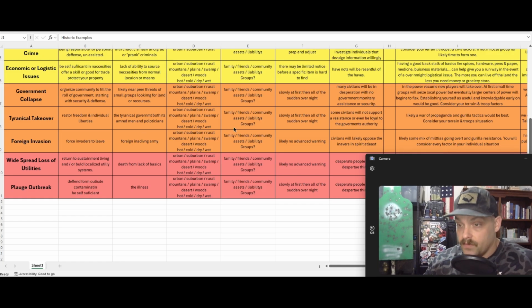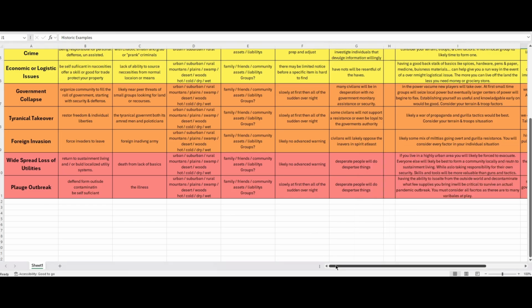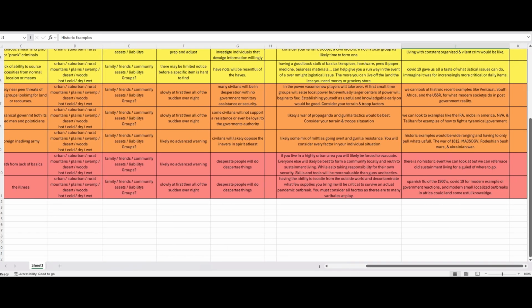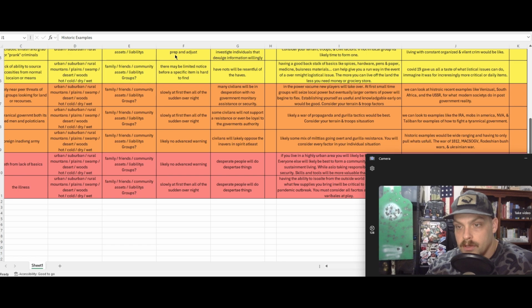In a foreign invasion, civilians will likely oppose the invaders in spirit at least. All right, so a little bit, those are opposites, right? Probably going to have a bunch of Tories in a tyrannical takeover, but it's pretty easy to convince everybody that we don't want to be ruled by the CCP.